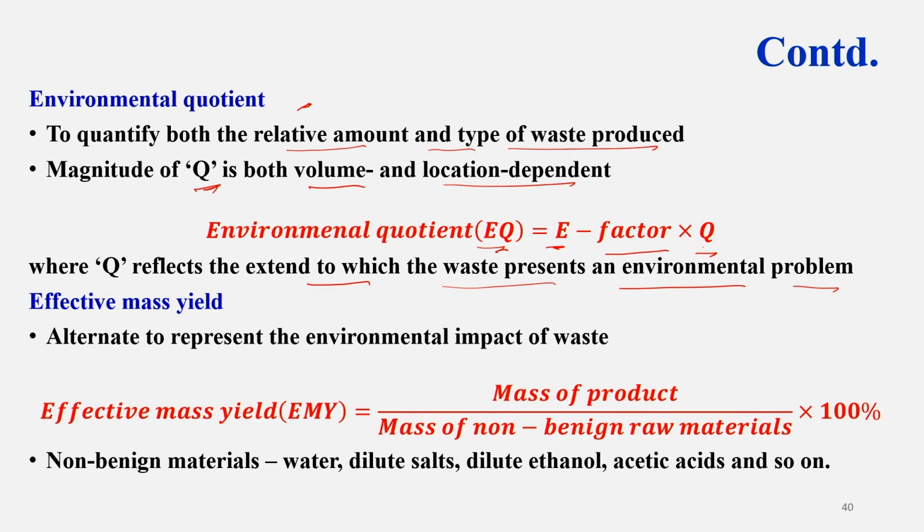So, that is the environmental quotient, and another term is the effective mass yield. It is the mass of product divided by the mass of non-benign raw material. Non-benign raw material means water, dilute salt, dilute ethanol, acetic acid and so on. So, this is an alternative to represent the environmental impact of the waste, called effective mass yield.